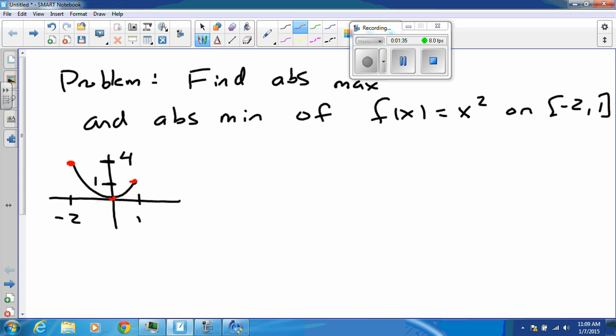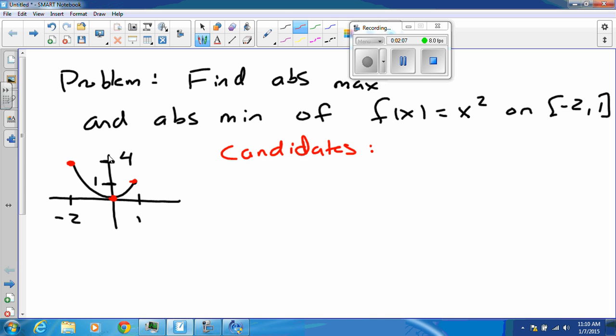Notice that I really only have 3 candidates for maxes and mins. 2 of those candidates are the endpoints of my interval. And the third candidate is the one point in the middle that is a local max, local min. Do you see it? And that local min could possibly be my absolute minimum.